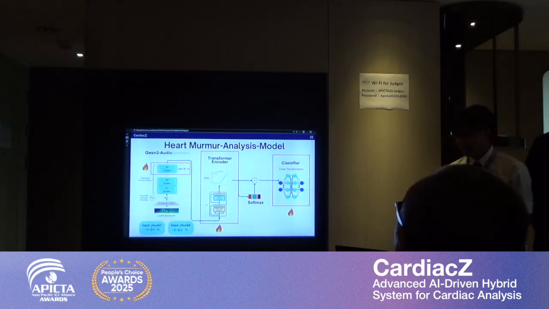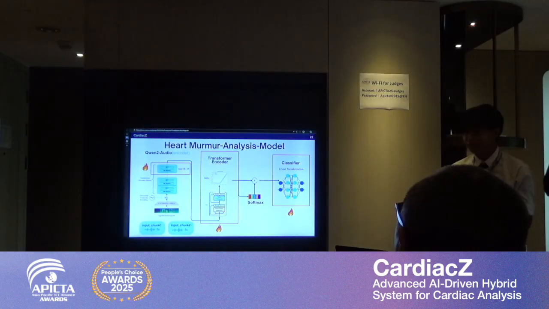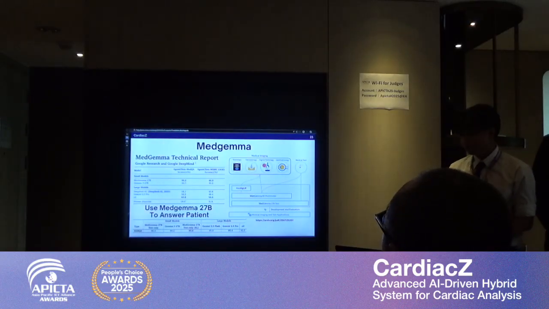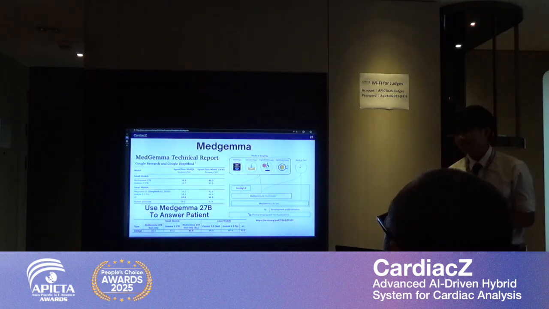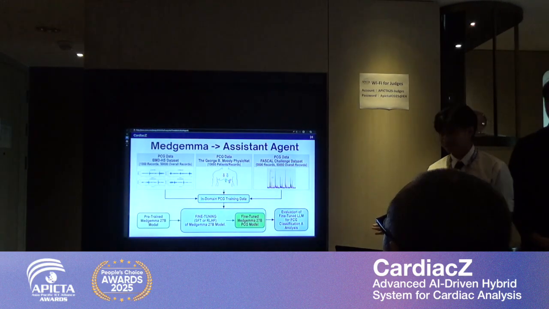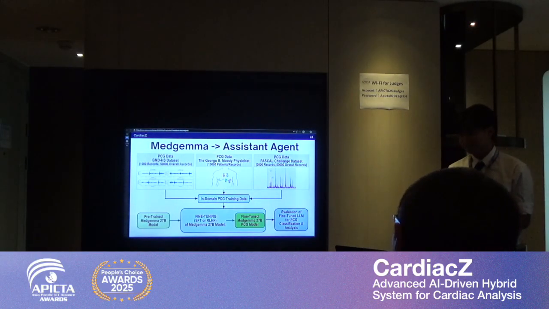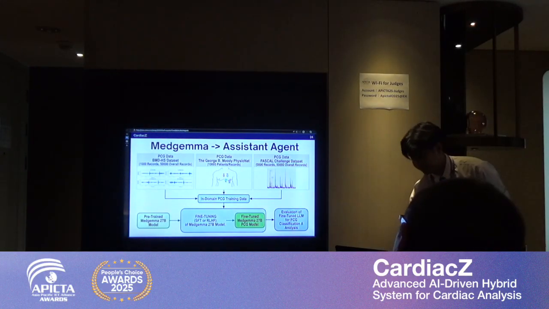And this is our heart murmur analysis model. It uses a transformer encoder and an attention mechanism to focus on the important parts of the sound. For the medical knowledge, we use the MedGemma LLM. It's a Google research model specialized in medicine. It scored higher than human physicians in some benchmarks. And we didn't just use the base model, we fine-tuned it. We fine-tuned MedGemma specifically with our PCG, or heart sound, data to create a specialized assistant agent.